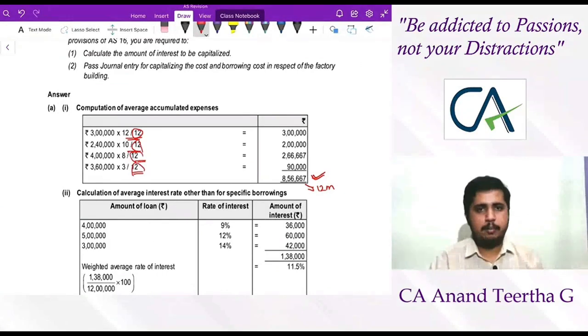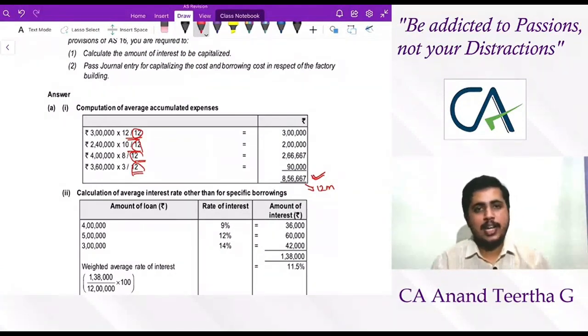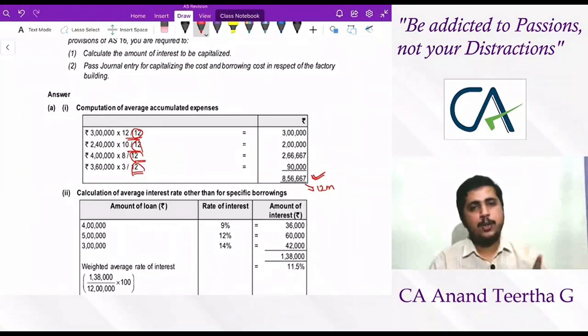I hope everybody is able to understand this. So 13 lakh incurred in different timelines of the year is the same as 856,667 incurred for the entire 12 months. Okay, why are we doing it? Because your weighted average capitalization rate is per annum. So, to apply it in a better way, you convert the loan amount into the full 12 months.